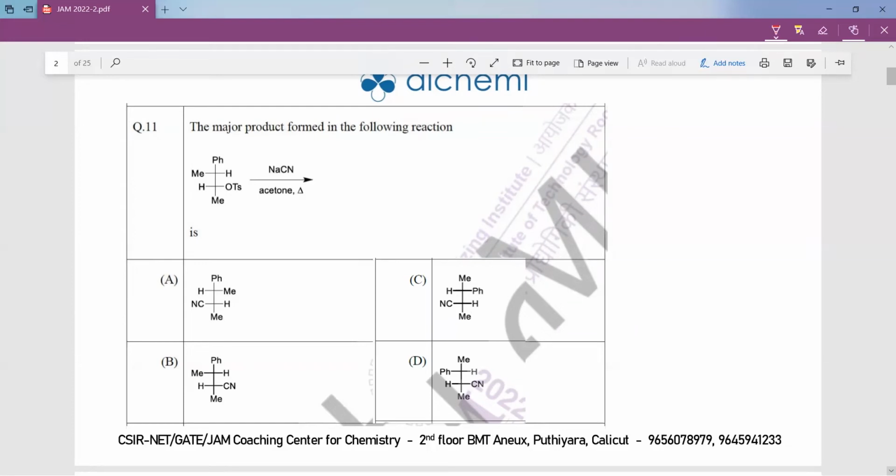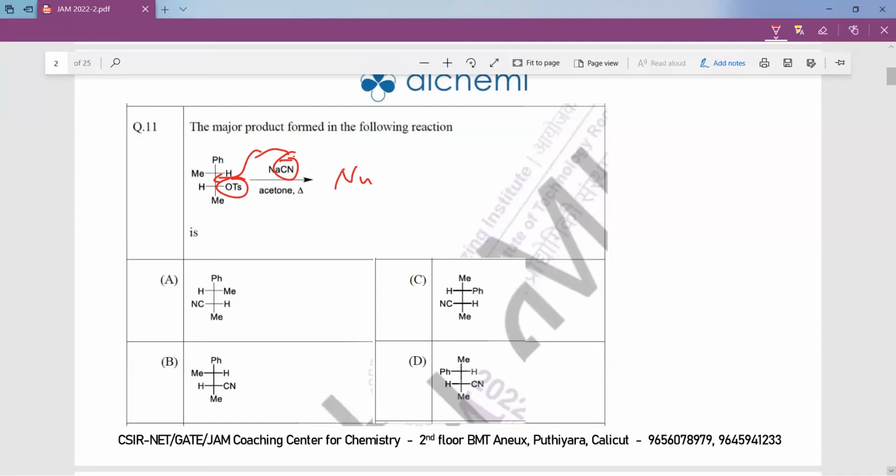Okay, so what is the question asked? It's a simple question. NaCN says CN minus is the species which attacks; OTs is the leaving group. It will attack here and OTs will be removed. But we should know the mechanism because it's a substitution reaction. If you go through the options, you can say it's a substitution reaction. There is no elimination process. So CN is a nucleophile and it attacks the carbon and eliminates the OTs. That's what is happening here.